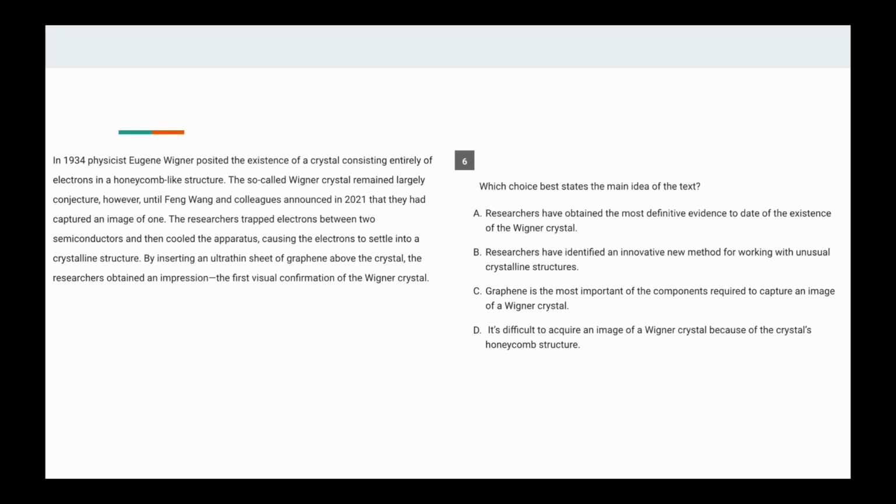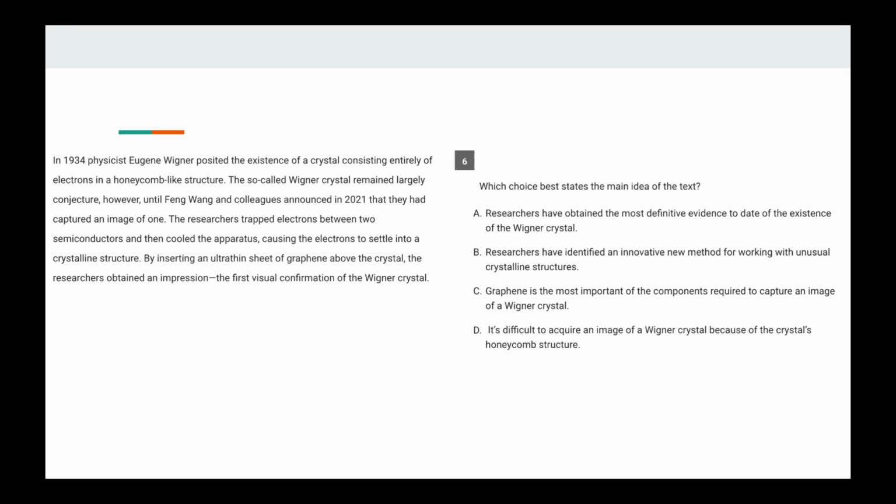So they're implying that the passage has a lot of structures. But the only structure we're talking about is the honeycomb like structure. There's nothing about other structures. Even if we eliminate the illogical aspect of this answer, because there is nothing about innovative new methods for working with unusual crystalline structures, this single letter S is the thing that we can use to eliminate this answer choice. Structures implies that there are a lot of structures being discussed in the passage, but that's not the case. So we can safely eliminate B.